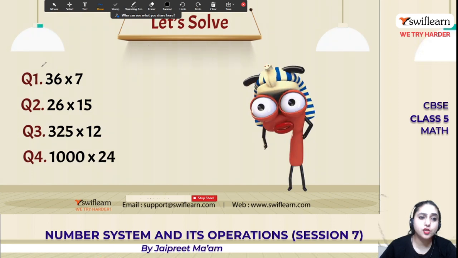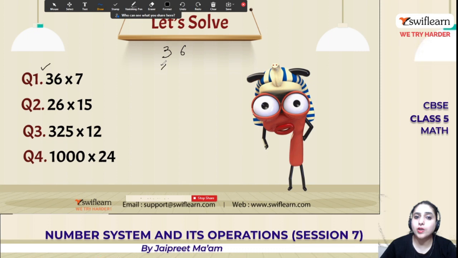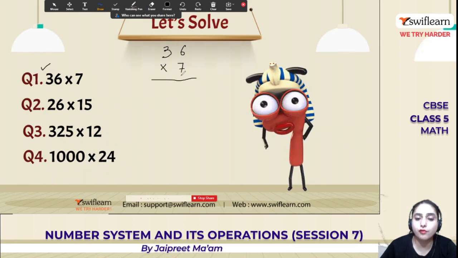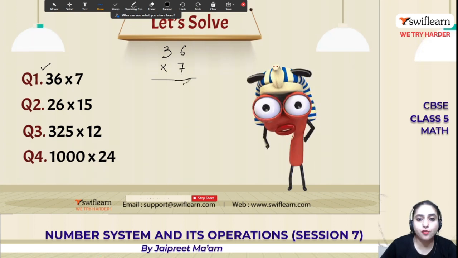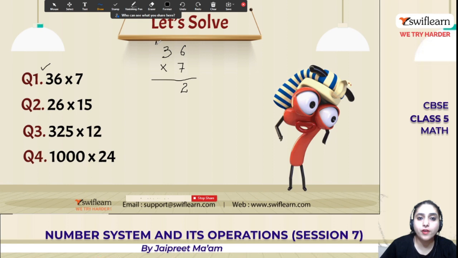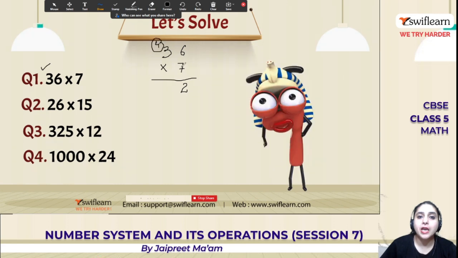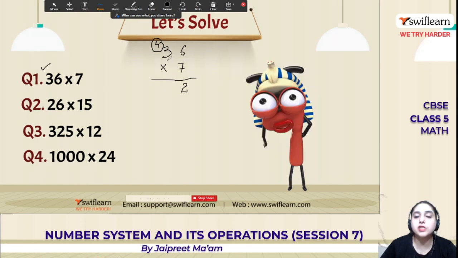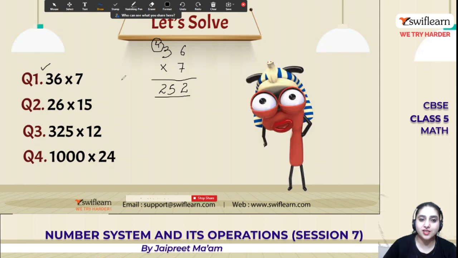So we have first question here, 36 times 7. So what is the first step? First step is write in a column method, write in a column form. Then do the multiplication. 7 times 6 is 42. So 4 will be carried forward. We will write 4 over here. 3 times 7 is 21. 21 plus 4 makes 25. So our first answer is 252.